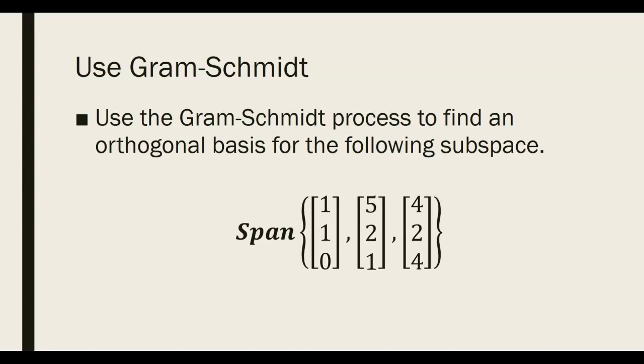Now, what I'd like you to do is use the Gram-Schmidt process. We're going to keep these two vectors the same, which is going to force us to have the same v1, v2 that I just did. But I want you to switch that last vector to 8, 5, 1. So let's find an orthogonal basis for the subspace 1, 1, 0, 5, 2, 1, 8, 5, 1. Go ahead and push pause on the video and see what happens.